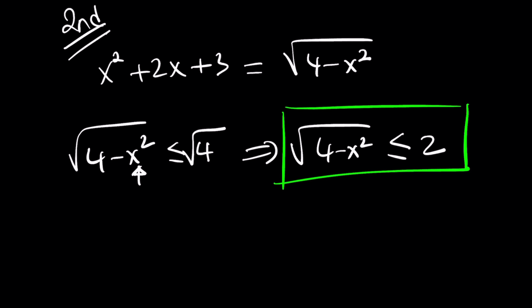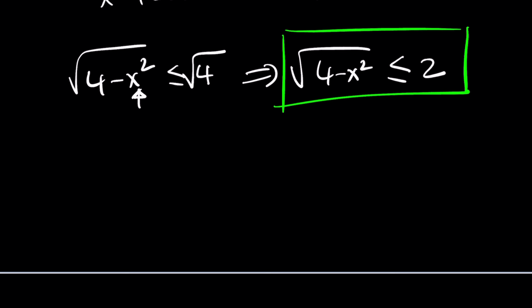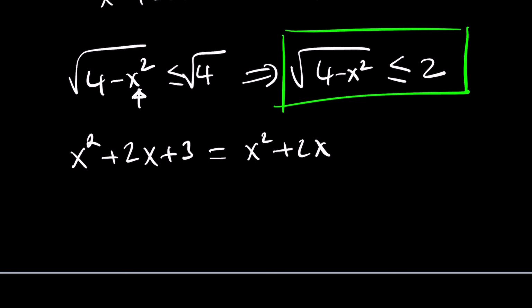Now, let's look at the left-hand side. What do we have? A quadratic. Yay. With the quadratic, what you can do is what's called completing the square, right? So you can split the 3 into 1 and 2, and this becomes a perfect square, doesn't it? It's (x plus 1) squared plus 2.